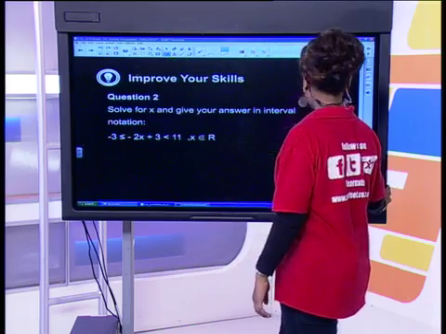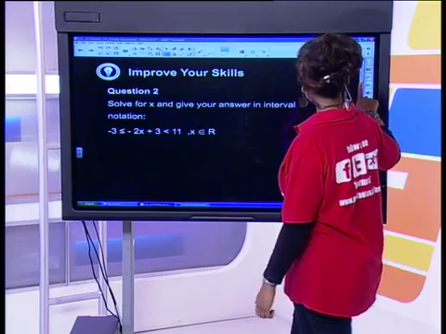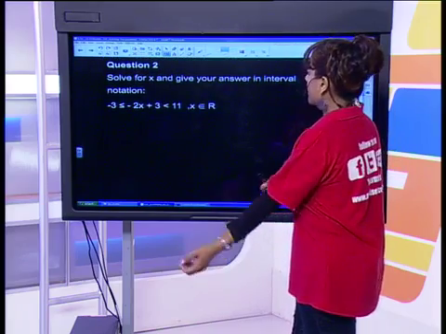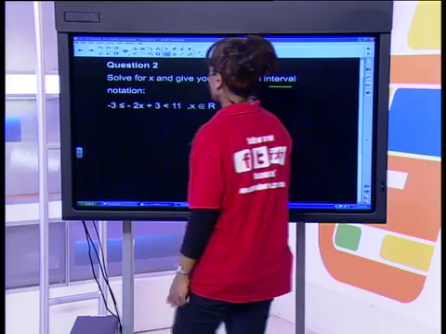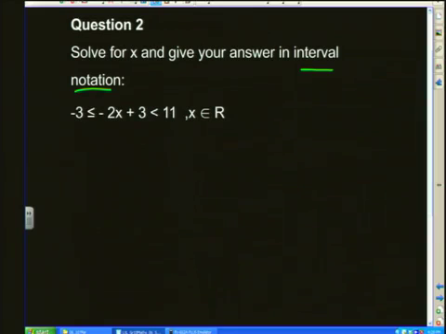Let's carry on improving our skills. This is now question 2. And here we're going to tackle interval notation. So let's discuss interval notation before we actually have a look at the question. Now, a lot of you, as soon as you see interval notation, think of square brackets and round brackets.